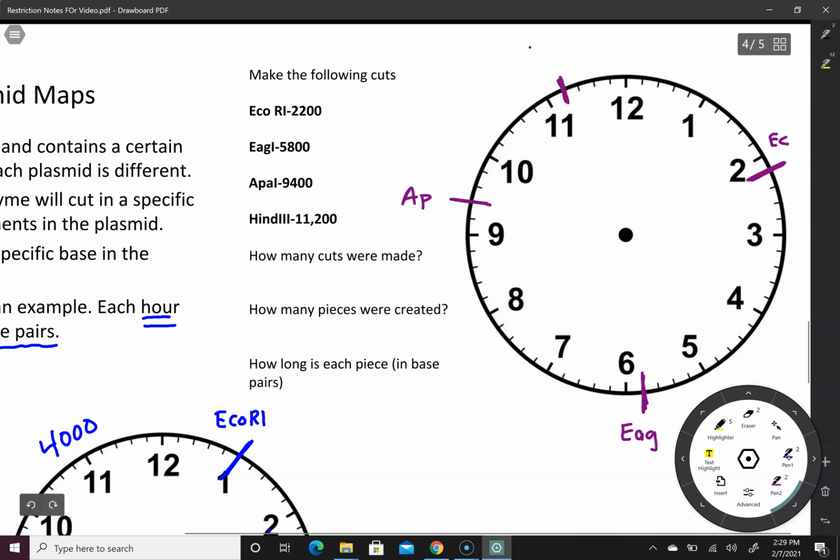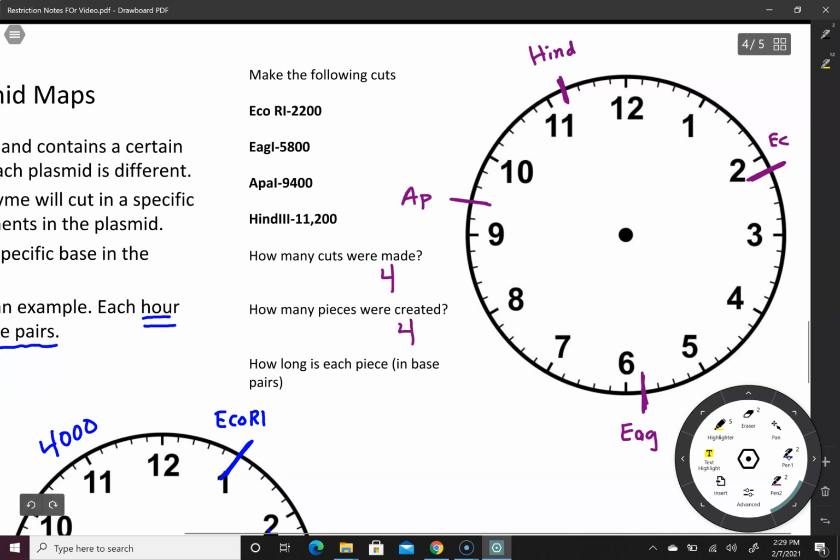So in the event that you were given these 4 specific restriction enzymes and they cut at the specific place as given, we can answer some questions. How many cuts were made? Pretty easy. 4. Once again, this is circular DNA, so how many pieces do you have? 4. All right, that's cool.